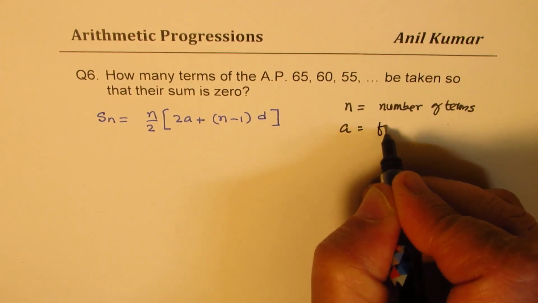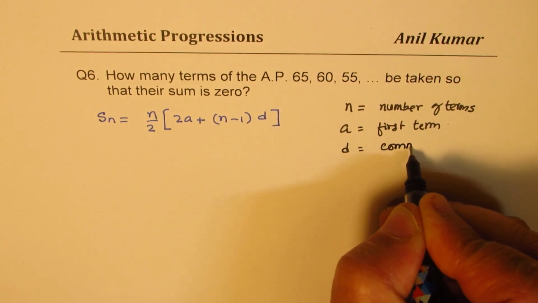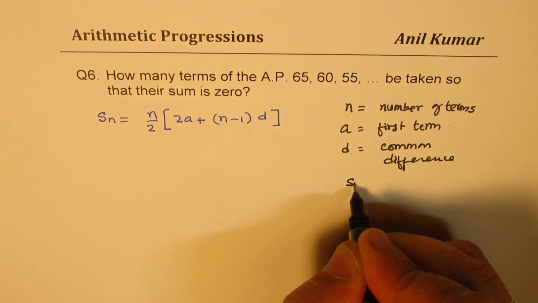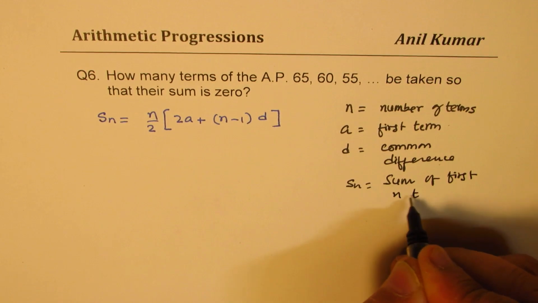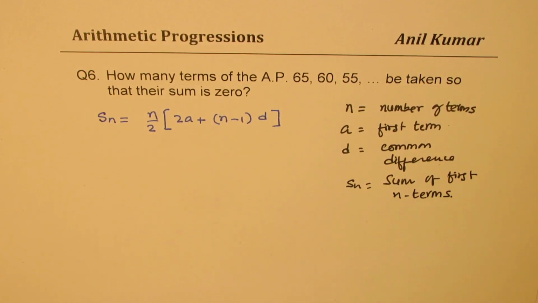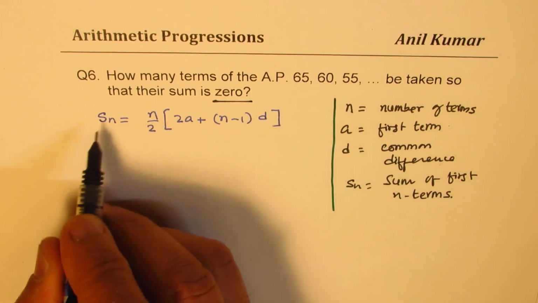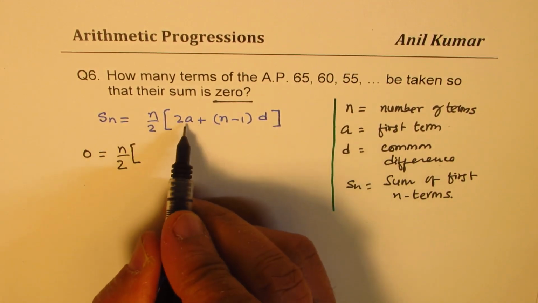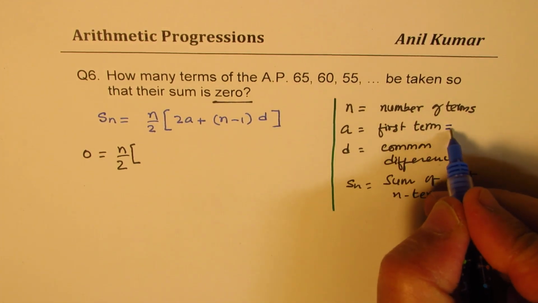a is first term. d is common difference. And Sn is sum of first n terms. Perfect. So that is the formula which we are going to use and find when this sum will be 0, right? Since we want the sum to be 0, I'm going to substitute 0 here for this sum. We don't know what n is. We'll try to figure this out. But we know the value of a. a is 65, right? So the first term we know is equal to 65.